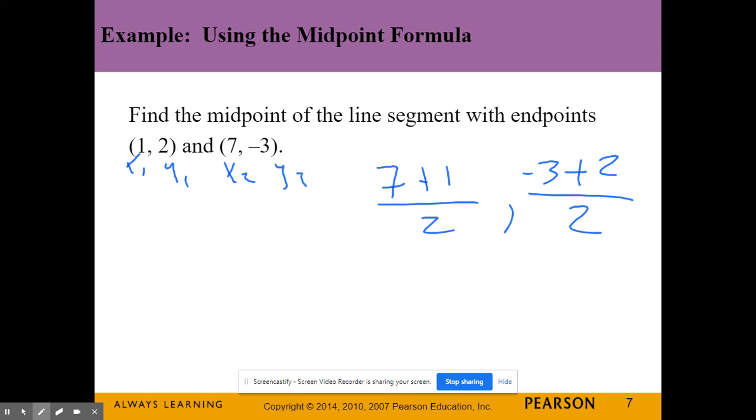7 plus 1 is 8. 8 divided by 2 is 4. Negative 3 plus 2 is negative 1. So negative 1 divided by 2 is just going to be negative 1/2. So that would be your ordered pair there: 4, negative 1/2.